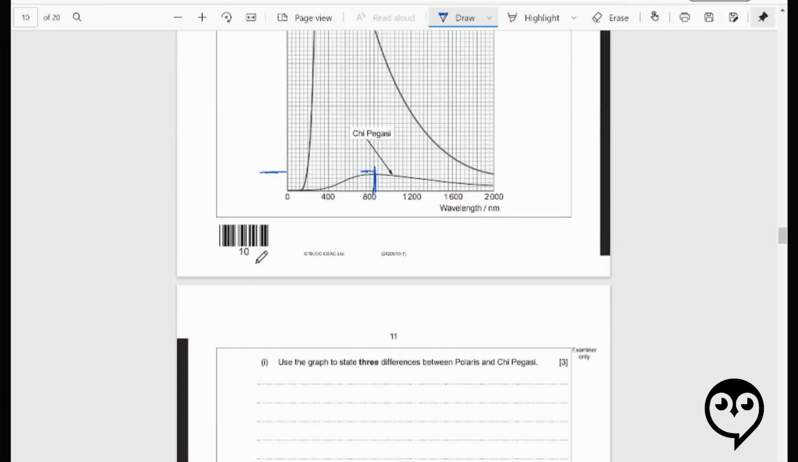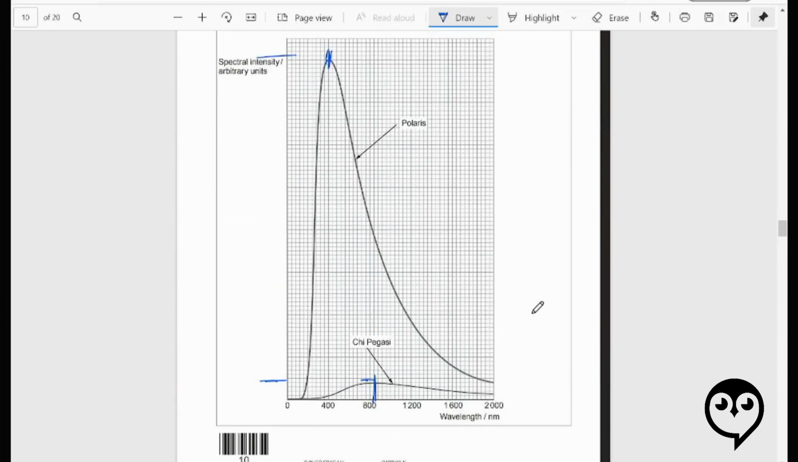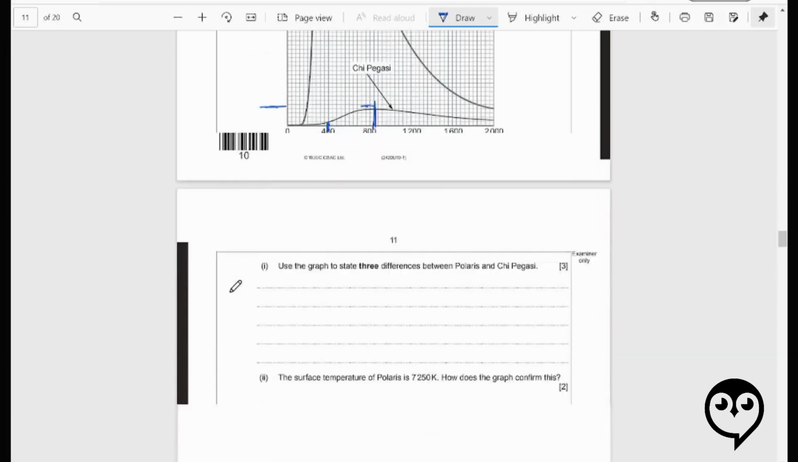Okay, 3 things. Use the graph to state 3 differences between Polaris and Chi Pegasi. We've been talking about this already. We know that Polaris has a much higher spectral intensity. We know that Chi Pegasi has a much higher peak wavelength. The peak wavelength for Polaris seems to be about 400 nanometers, which is close to blue, so that's probably going to be a blue-white color. And we know from these types of graphs that Chi Pegasi is going to be in the more orange-red range. I think we've covered the 3 there.